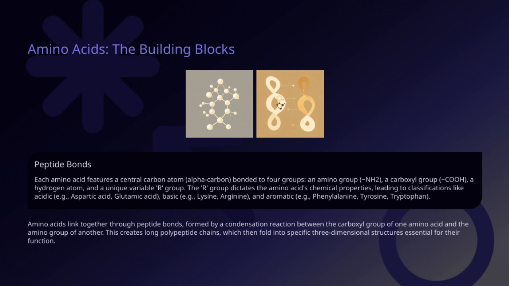The nature of the R group is important because it helps classify amino acids into different categories. For example, some amino acids like aspartic acid and glutamic acid have acidic R groups. Others, like lysine and arginine, have basic R groups. There are also aromatic amino acids like phenylalanine, tyrosine, and tryptophan, which contain ring structures that influence their behavior. Understanding how amino acids connect and their structures helps us see how proteins are built, starting with these fundamental building blocks and ending with the complex functional molecules that are vital for life.